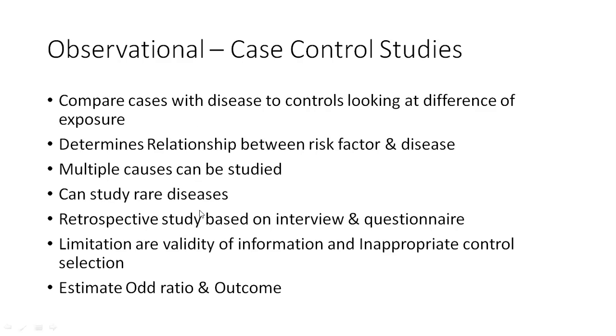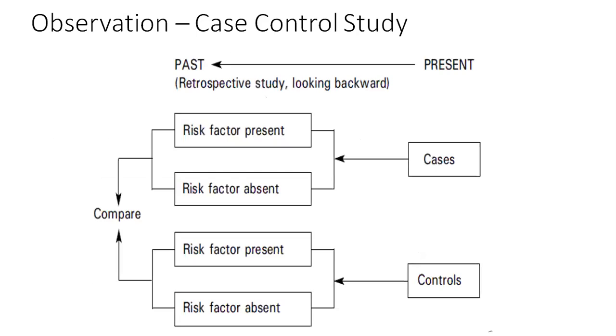You could even study rare diseases because it is a retrospective study, and this retrospective study is based on interviews and questionnaires. Now, because it is a retrospective study, it has its limitations. The information given in a retrospective study could be non-valid, and there is always a problem with the selection of controls. That is the major hindrance with the case control study, and we tend to evaluate the results in terms of odds ratio and outcome.